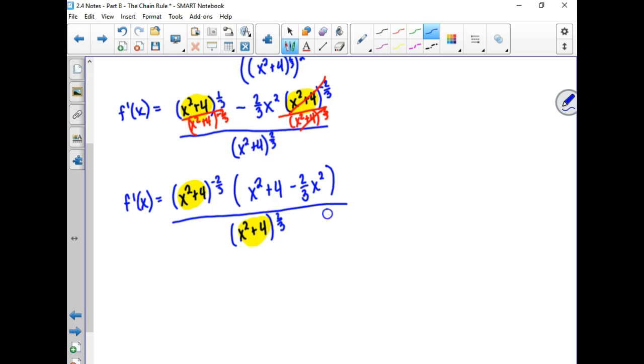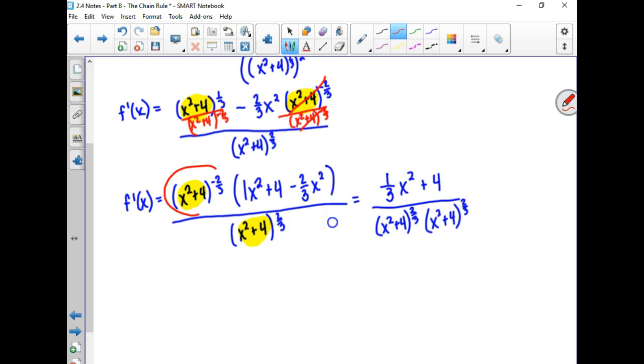So what I'm going to do is send this back down to the bottom. It's got a negative exponent. And then I'm going to combine some stuff up here in the top. So in the numerator, I've got an x squared and I've got a negative 2/3 x squared. So that's going to give me 1/3 x squared plus 4 over (x squared plus 4) to the 2/3 times (x squared plus 4) to the 2/3. I'm just taking this x squared plus 4 and moving it down to the bottom since it has a negative exponent. And so we're getting very close to what would probably be your answer.